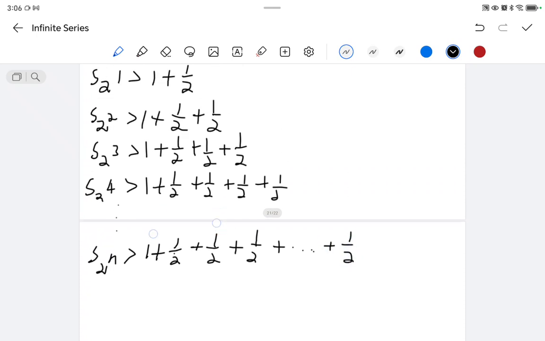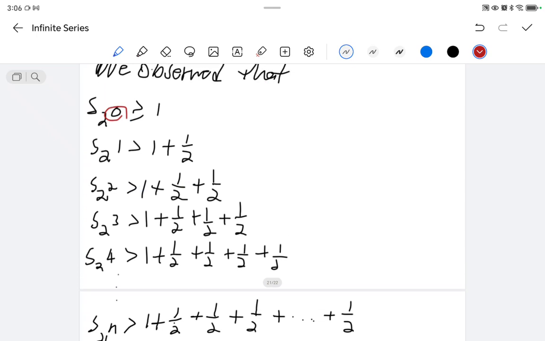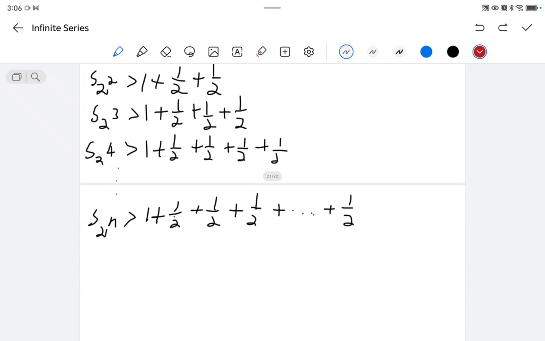You see, right? Now I want you to check this. Here was exponent 0. We had 0 of the 1 over 2s. At exponent 1, we had 1 over 2. Then we had exponent 2, we had 2 of them. Exponent 3, we had 3 of them. Exponent 4, we had 4 of them. So it means that at exponent n, we should have n of them. You see, right? So this will be like that.